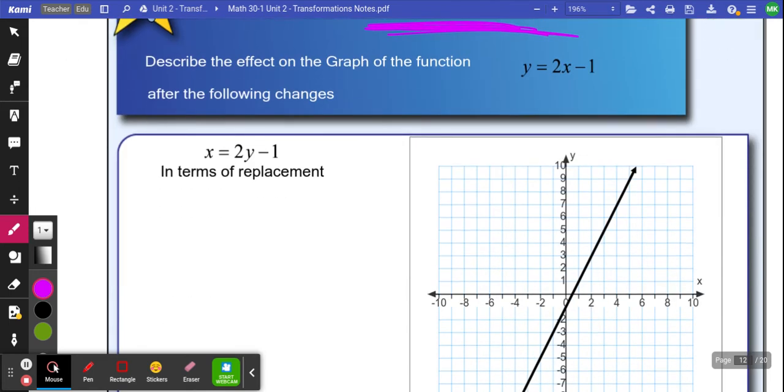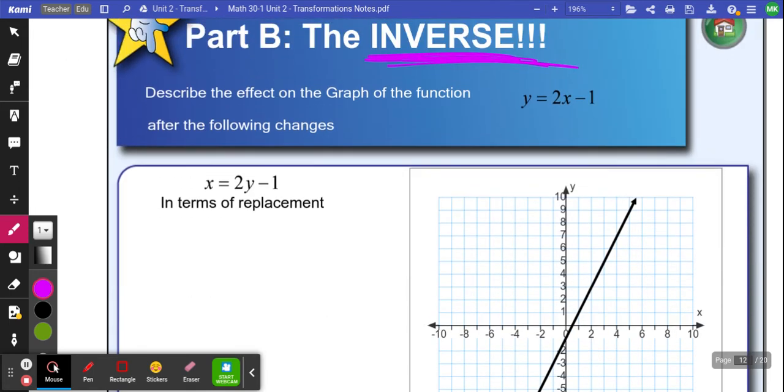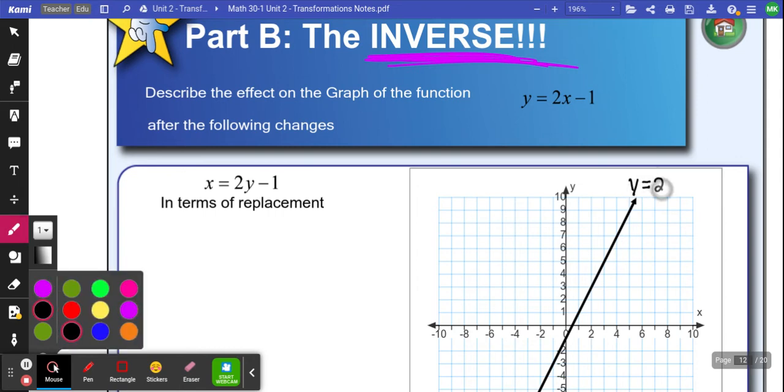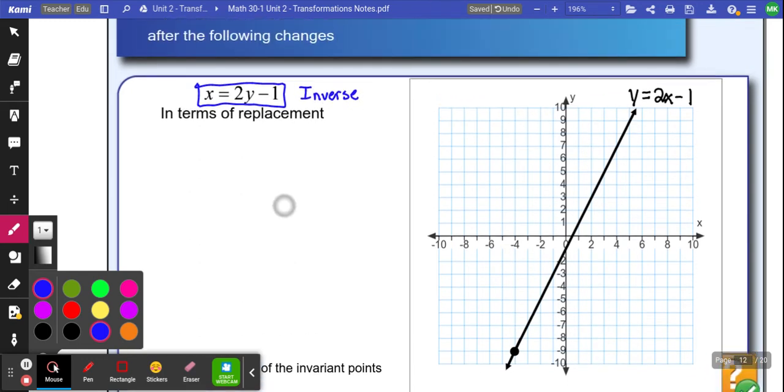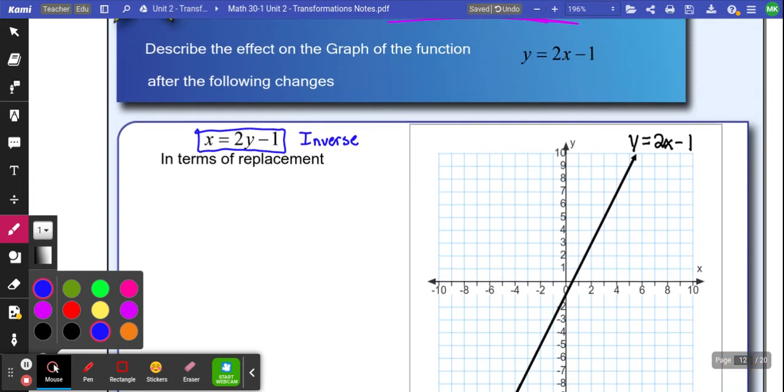Perfect. Let's do that. So this line that is there is Y equals 2X minus 1. Boom, right there. Perfect. Let's graph the inverse of that function. This would be the inverse. Notice that X and Y have swapped. It's the same function, but I put X where Y is and I put Y where X is. I switched them.